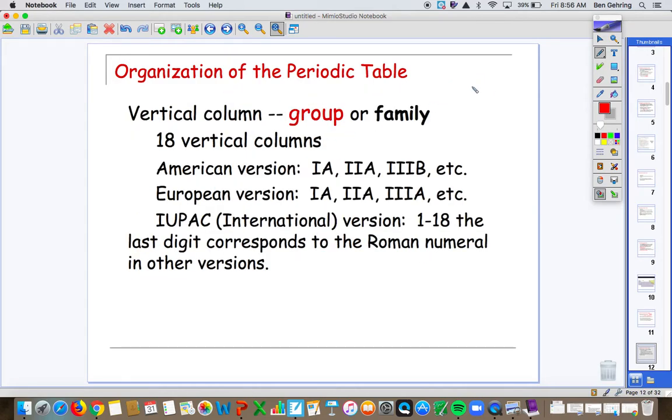If we have vertical columns, so vertical columns run up and down, we call these groups, or we call them families. There are 18 vertical columns on the periodic table. There's 2 types of periodic tables. There's the American version, which has an A and a B version, which you see at the top. And the European version just goes straight 1 through 18. The international version is the 1 through 18 digits, and these correspond to Roman numerals. These columns correspond to your number of valence electrons, which means they all act the same, which is why they're called a family.